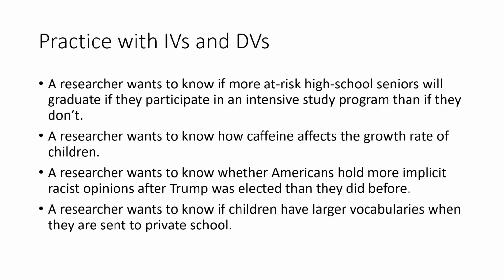A researcher wants to know if more at-risk high school seniors will graduate if they participate in an intensive study program than if they don't. So what's the independent variable here? The intensive study program. That's the thing that the researcher has control over, whether students do or don't participate. What happens because of that is the dependent variable. And in this case, that's whether students will graduate.